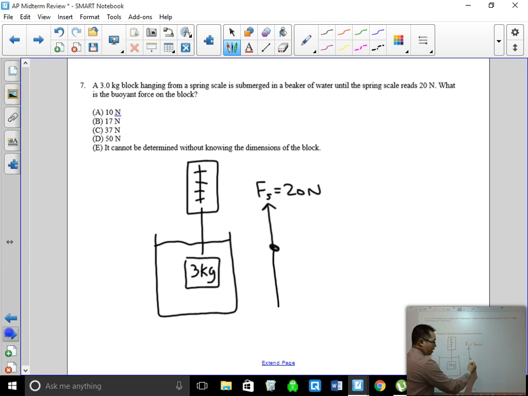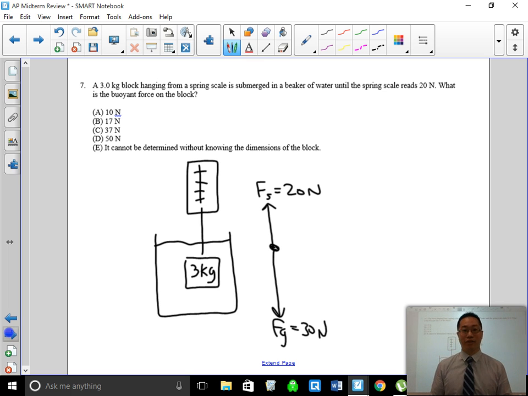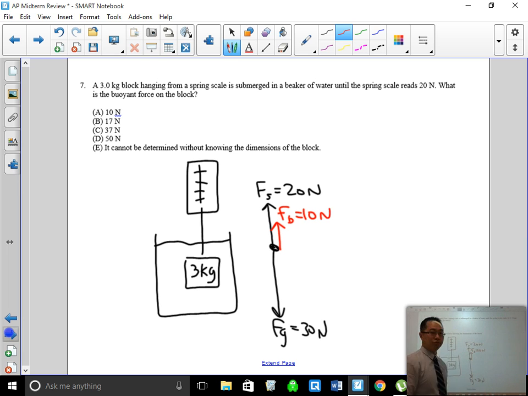we have the weight of the block going down, but we know that it has to be balanced because it's not moving. So if they ask us how much buoyant force is acting on the block, there must be an additional 10 Newton force pointing up over there. Choice A.